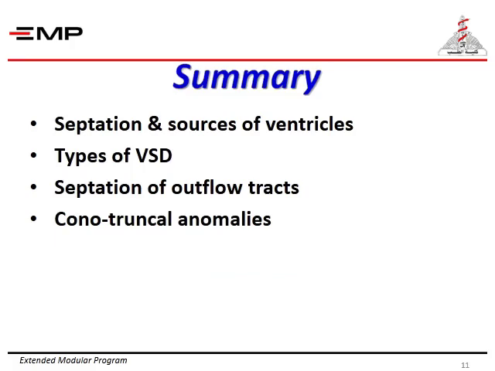So in this lecture, we talked about the septation and the sources of the ventricles and the types of VSD. We talked about the septation of the outflow tracts, the bulbus cordis and truncus arteriosus, and we talked about the 4 conotruncal anomalies.